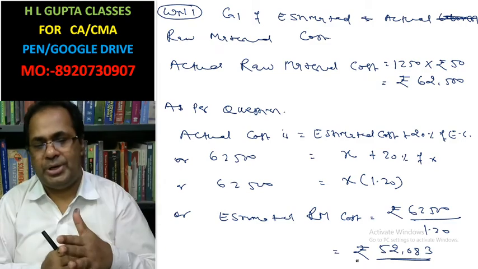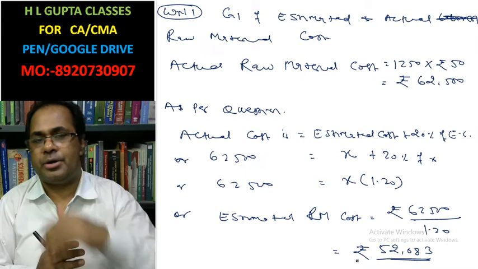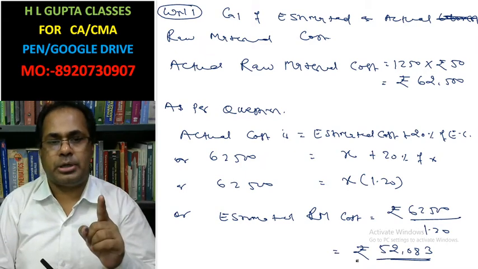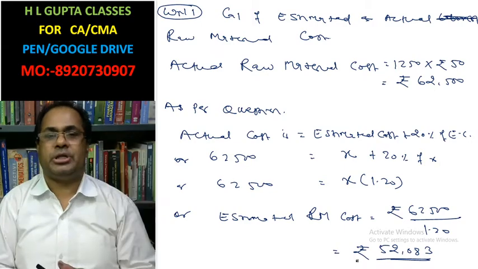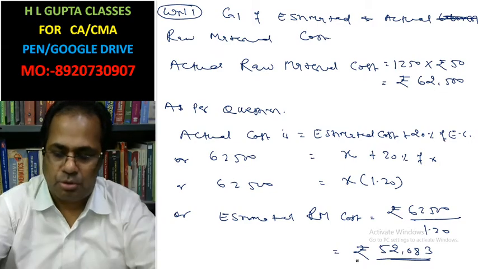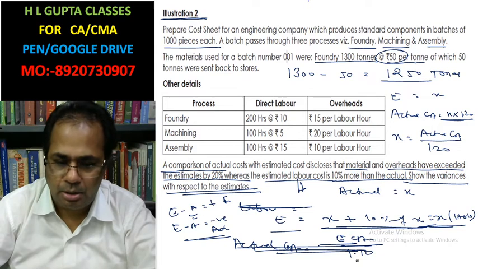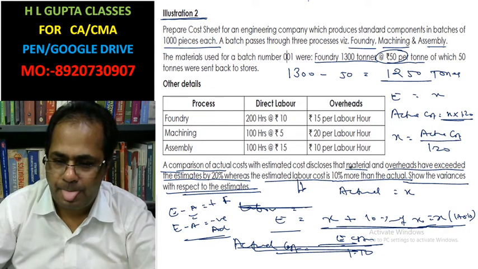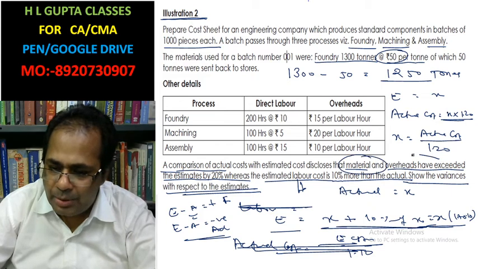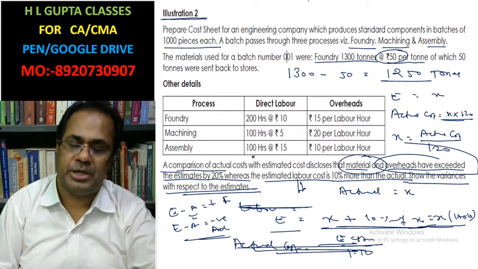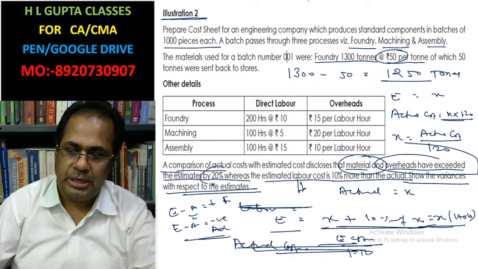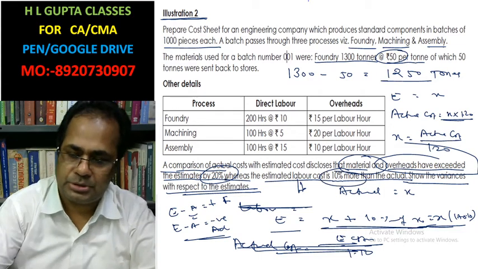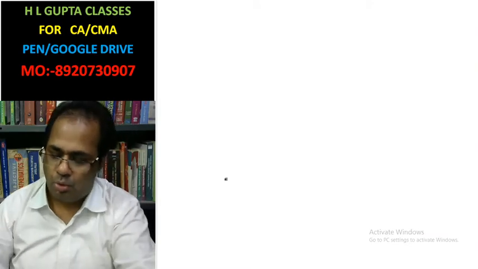In the same way, overhead cost. Actual overhead cost is 20% more than estimated cost. This information is given here. Look: material and overhead have exceeded the estimated by 20%. Labor cost decreased by 10%. Okay, now working note.